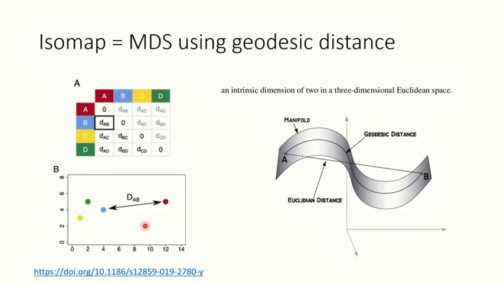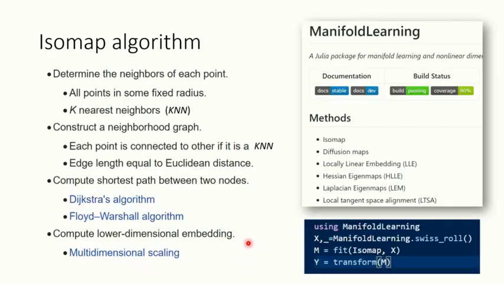MDS using geodesic distance is Isomap. So you start with this distance matrix, replacing the values, not using Euclidean distance but the geodesic distance. And once you have this matrix, the following steps are the same as standard MDS. So the key part is how you can compute or get this geodesic distance matrix.